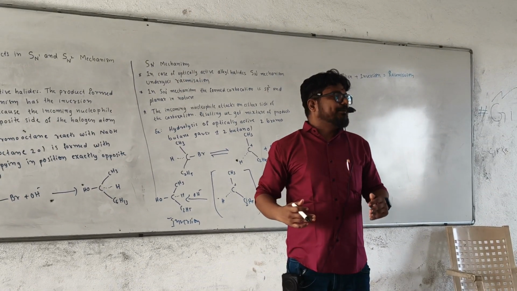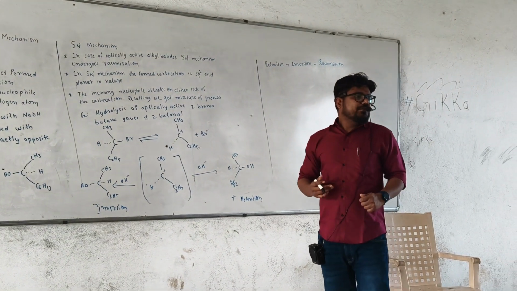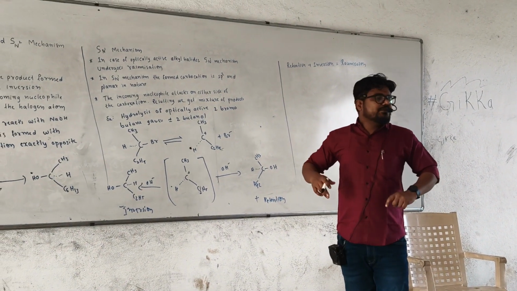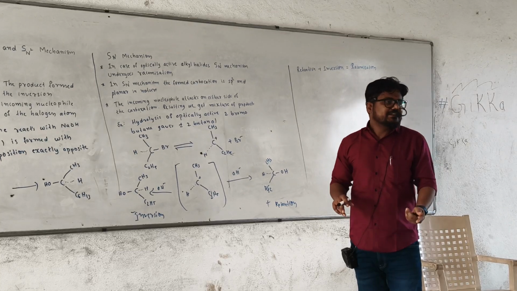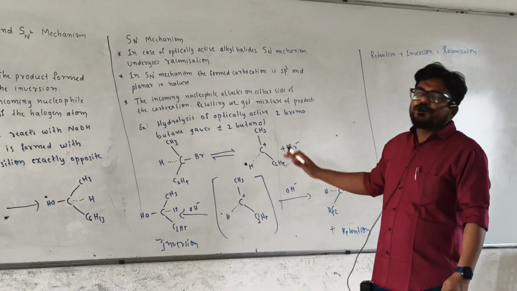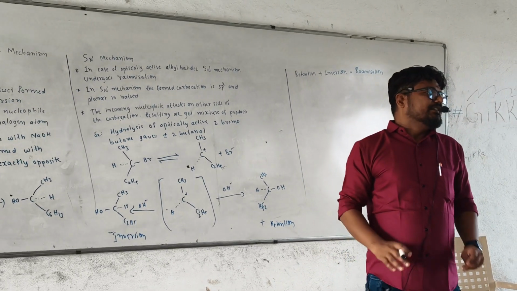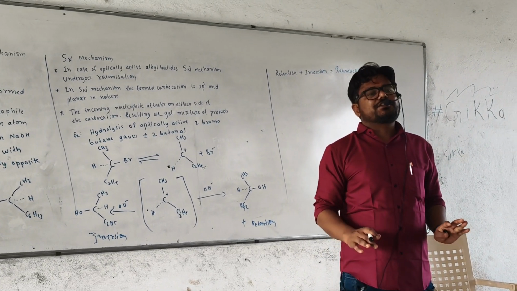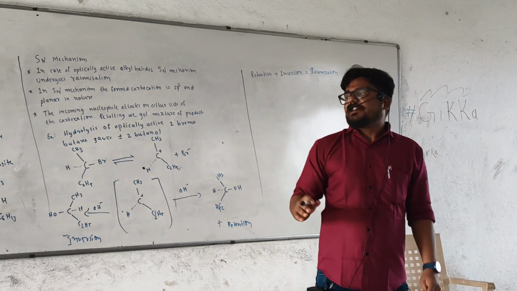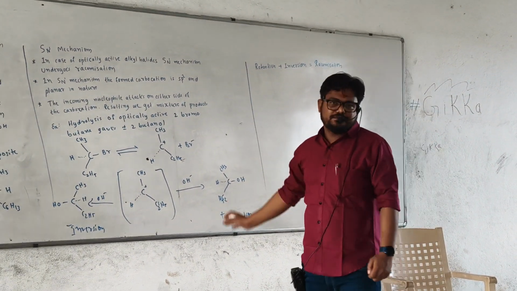As a result, the product undergoes racemization. An example we discussed is 2-bromobutane. On hydrolysis, 2-bromobutane gives both dextro and levo forms of 2-butanol. This is the best example for the SN1 mechanism. This is all about the SN2 and SN1 stereochemical aspects for your syllabus. If they ask for 3 marks, you can explain both in your answer.